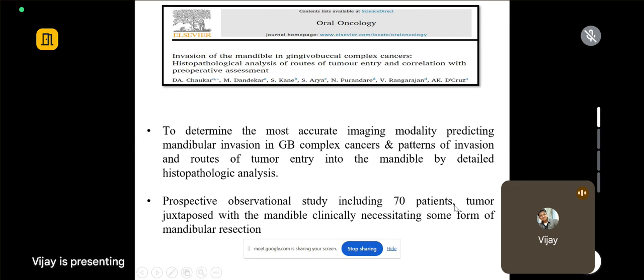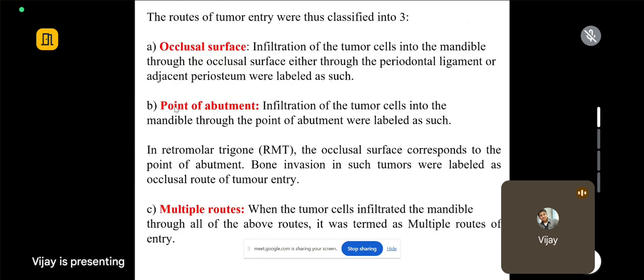This study, Invasion of Mandible in Gingivobuccal Sulcus Complex Cancers by Devendra Chaukar et al., was published in the Journal of Oral Oncology. The purpose was to determine the most accurate imaging modality predicting mandibular invasion in gingivobuccal complex cancer, and the pattern of invasion and routes of entry into the mandible by detailed histopathological analysis. This was a prospective observational study including 70 patients with tumor juxtaposed with the mandible, clinically necessitating some form of mandibular resection. There were two conclusions: one in relation to the most accurate imaging modality, and one with the route of tumor entry.